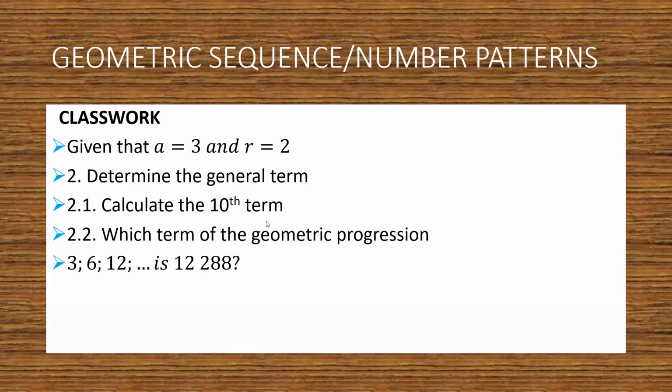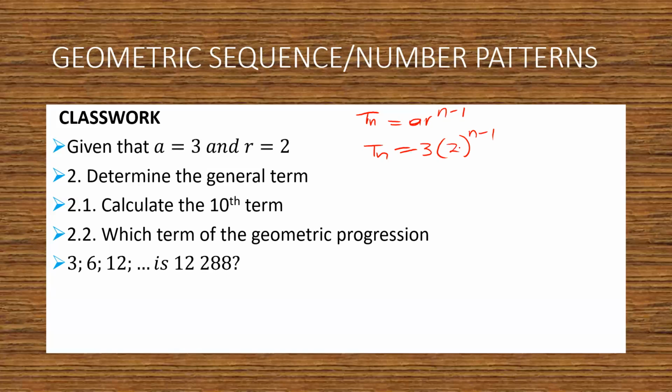All right. How did you get the general term here? I said Tn equals A R to the power of n minus 1. And then I substituted A equals 3. What is A? 3. And what is R? R is 2. So this is all you've got.